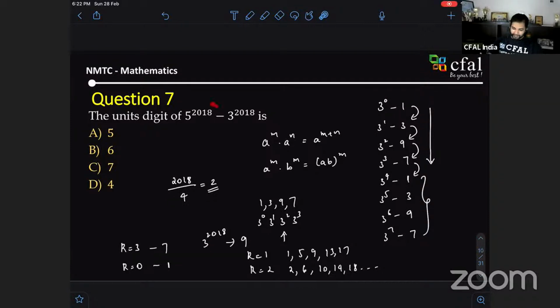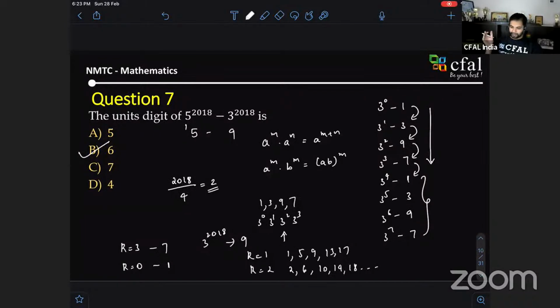See, for 5, it's very easy. Don't you know what the last digit for 5 is? It's 5, always 5. Whatever power you raise it to, the unit digit is always 5. And now I've understood that the last digit here is 9. So if I subtract, I will get a carry, so 15 minus 9 is 6. So your answer is 6.